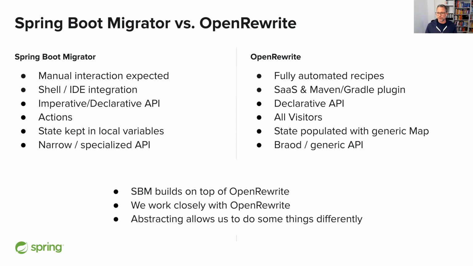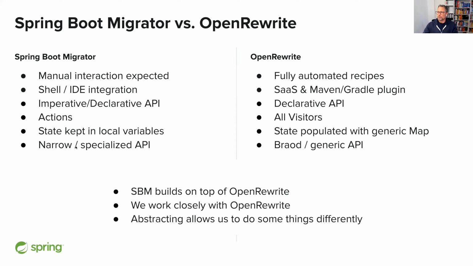Very different in OpenRewrite. Everything they do is done with visitors, right? They're visiting the abstract syntax tree, going from node to node. And if you want to have information from one node that you visit in another node, you have to put this information into basically a generic map and then extract it from there again. And on our side, it's very different. We would keep these things in variables.